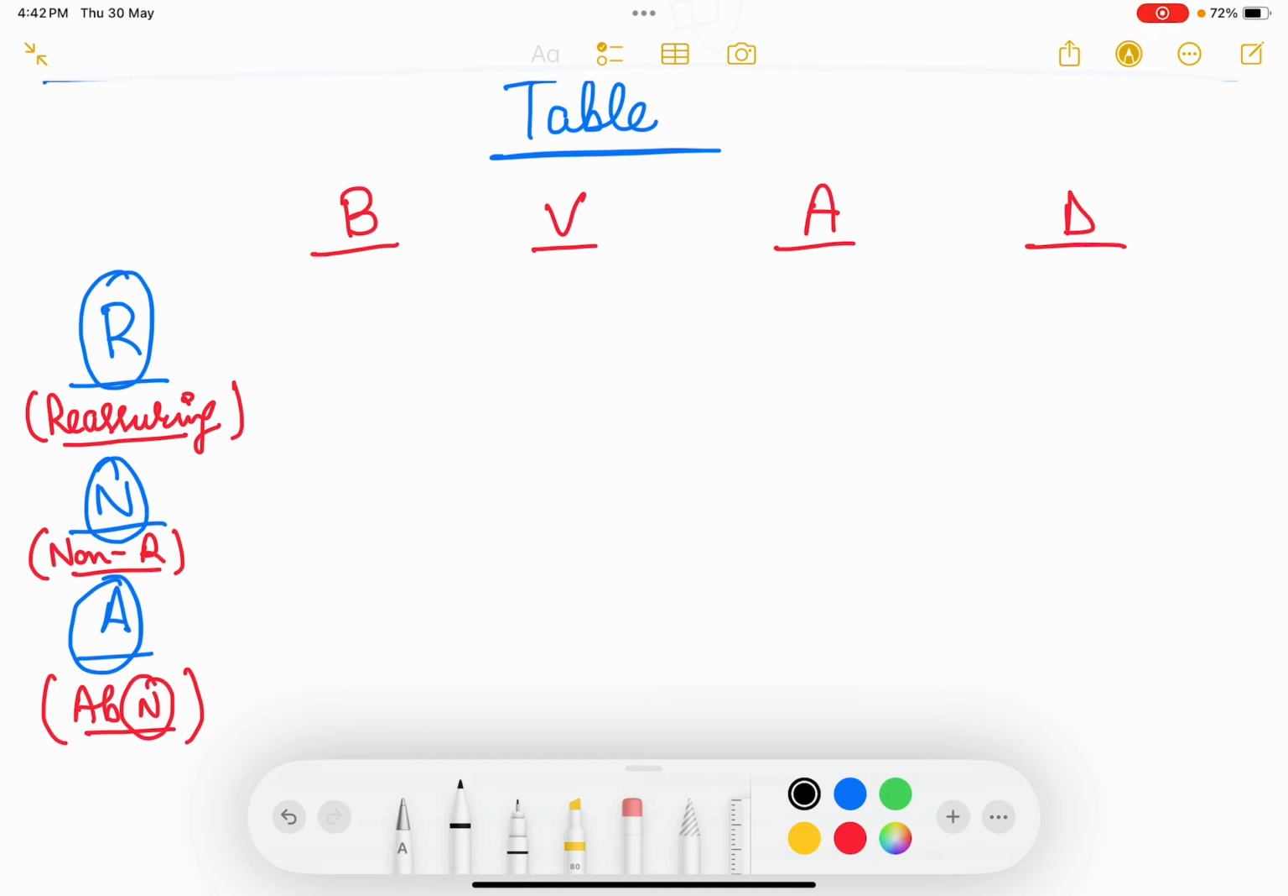Now, what is the normal baseline? A normal baseline fetal heart rate is between 110 to 160 beats per minute. That is called reassuring.